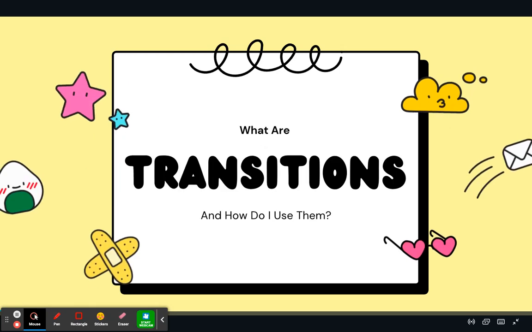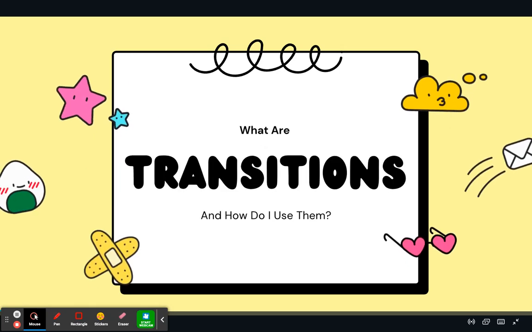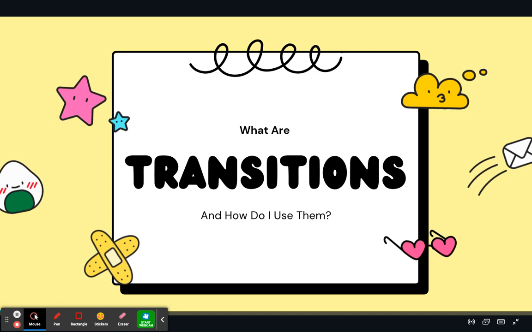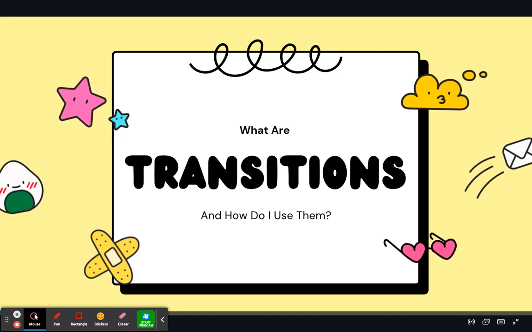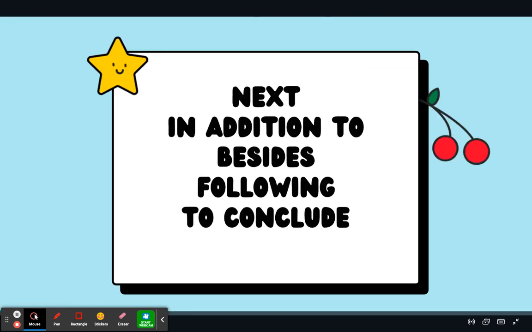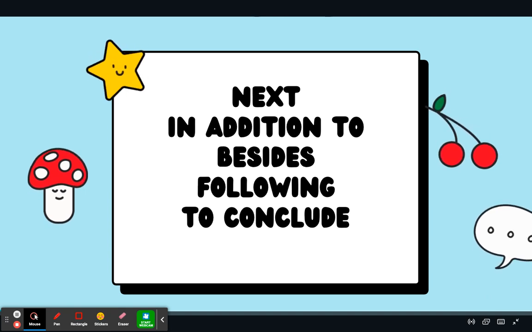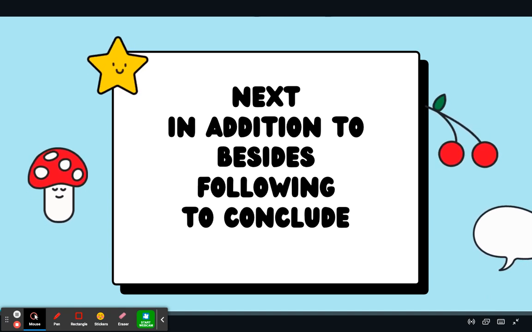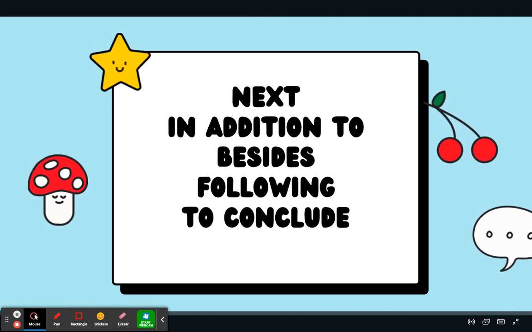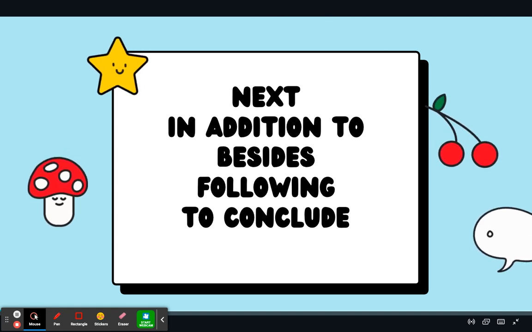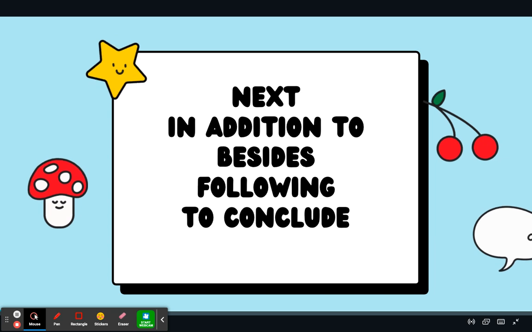Today, we're going to talk about transitions and review what they are and how and where we should use them. So, transitions are words that we see every single day and we use when we talk, but sometimes we forget to use them when we write. They are words like next or in addition to, besides, following, and to conclude.